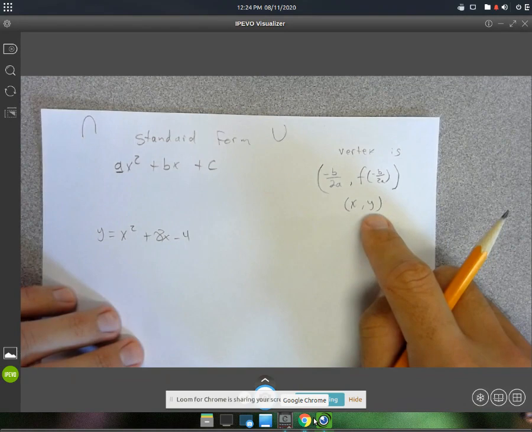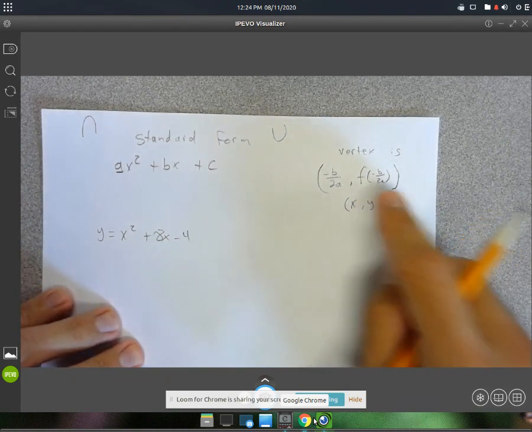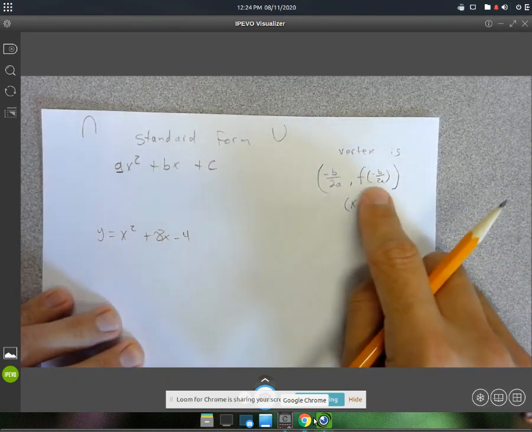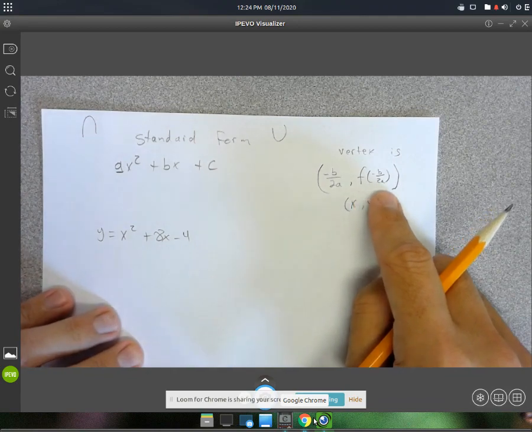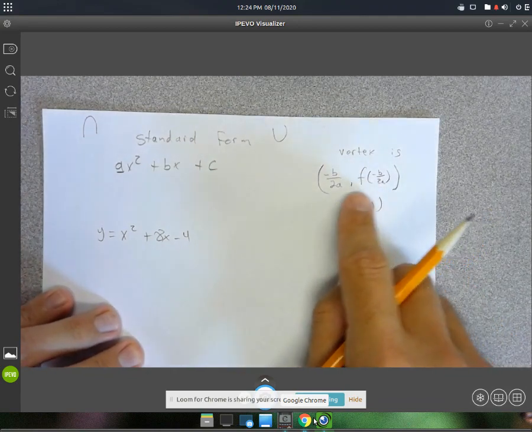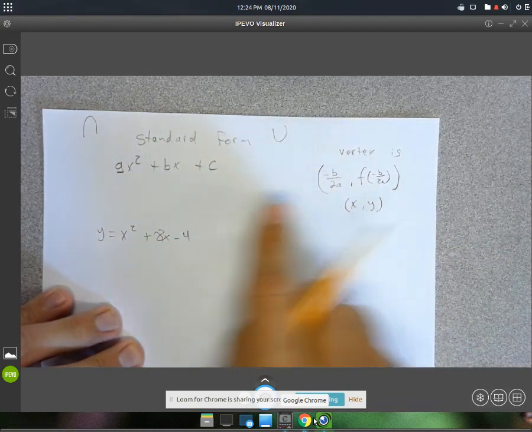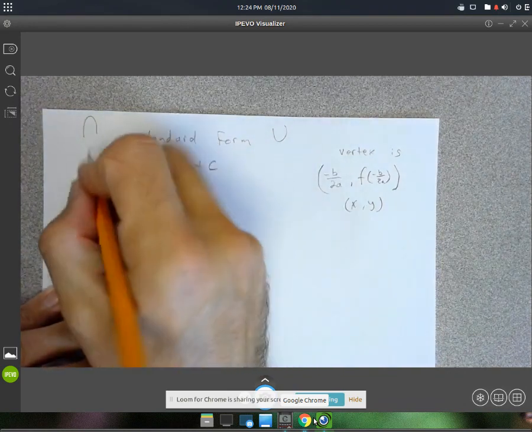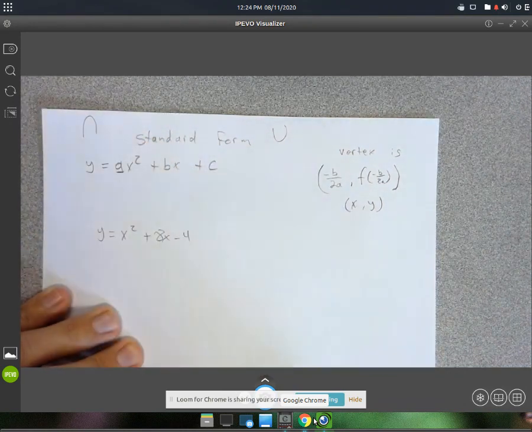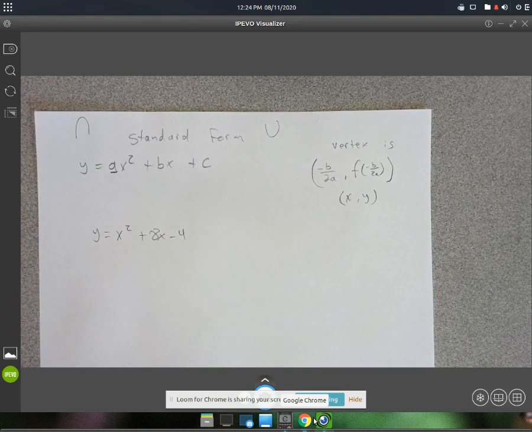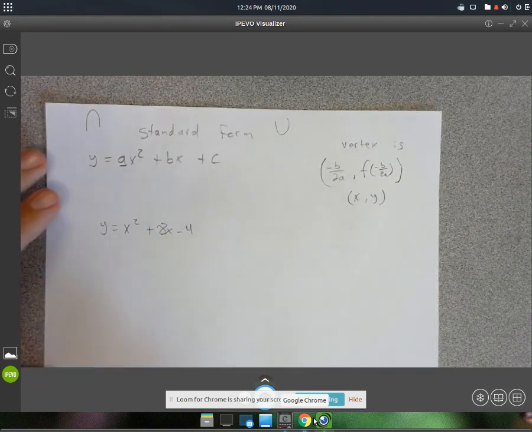And then the y-coordinate, all you have to do is, well, it's kind of worded weird here, but it's f of negative b over 2a. That just means that once you find the x, you're going to plug it back in, and it will tell you what the y value is, okay? So I'll do an example here with you.